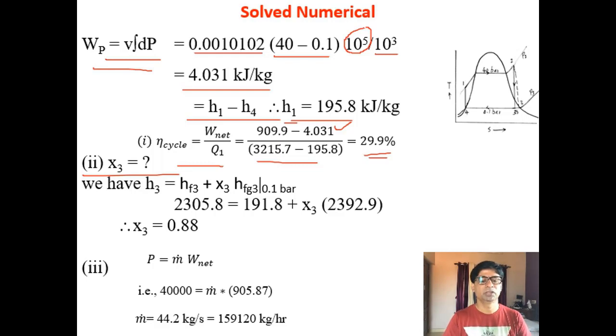Now here you have to find out the mass flow rate of the steam since the power output is given. So P is equal to m dot W net. So P is 40,000, W net just now you calculated is 905.87, that is 909.9 minus 4.031, you can see here. This is the W net. Okay, so after substitution you can find out the mass flow rate of the steam as 44.2 kg per second, or 159120 kg per hour. So you have to multiply by 3600 to get it in kg per hour.